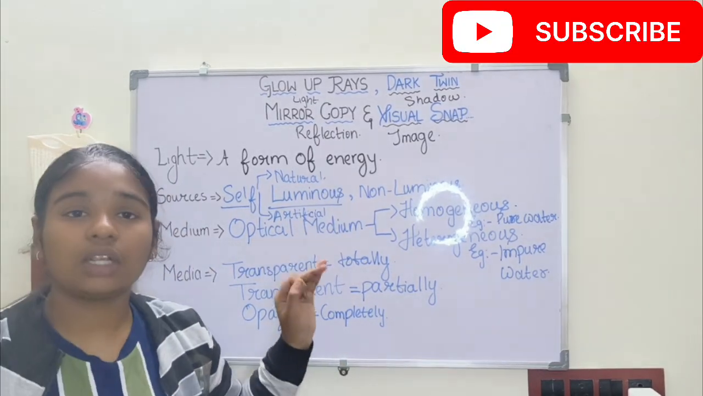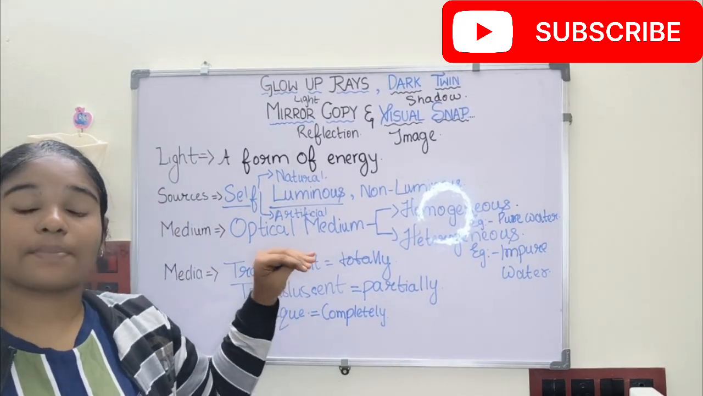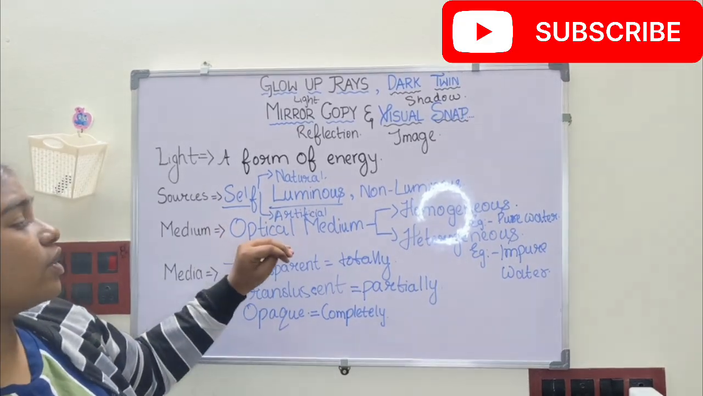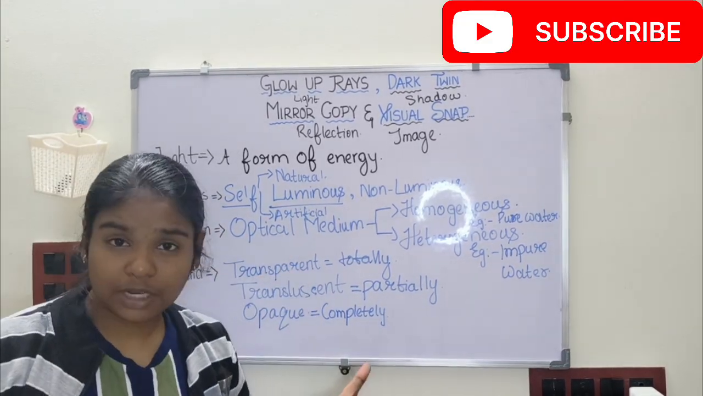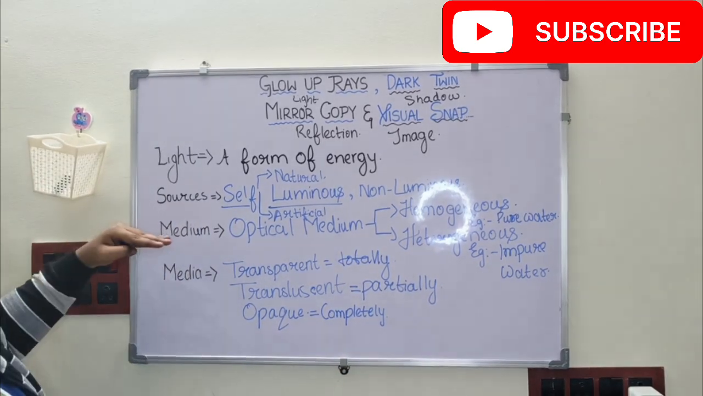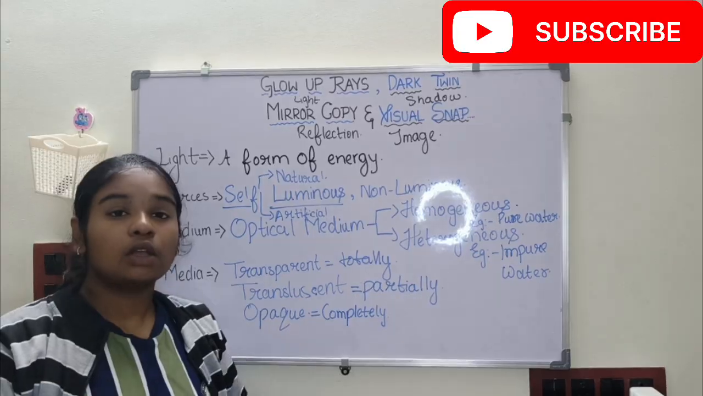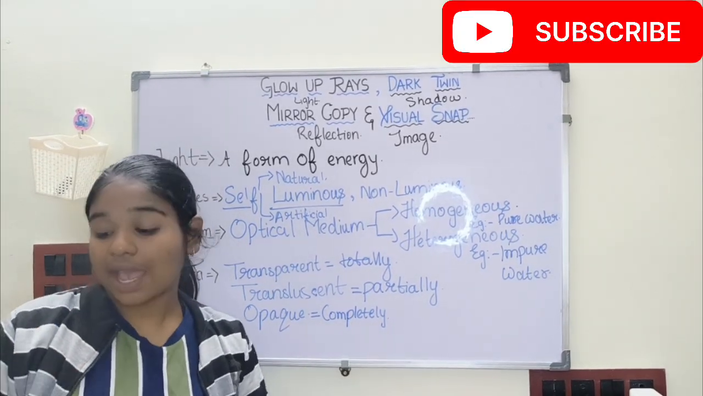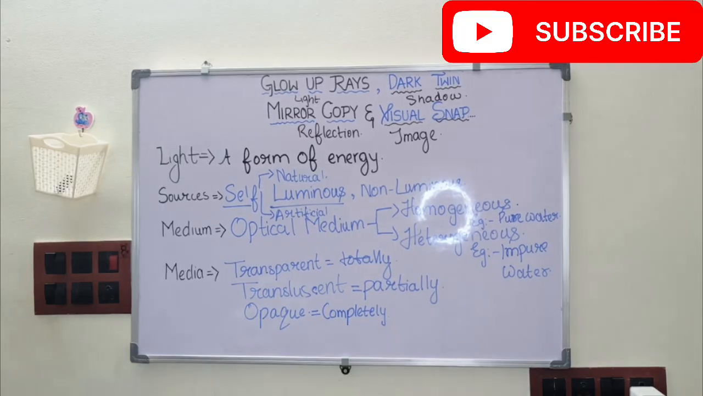So in natural sources, you can give the examples of firefly, sun, etc. While artificial, like bulb, candle, etc. And now coming to the optical medium. So what is an optical medium and what are homogeneous and heterogeneous mediums?